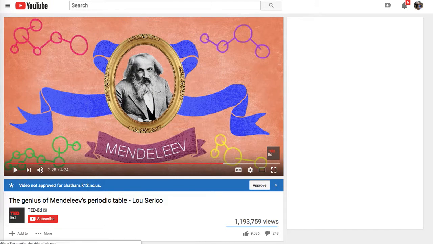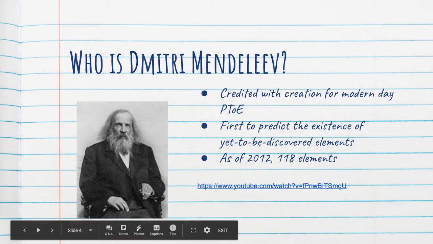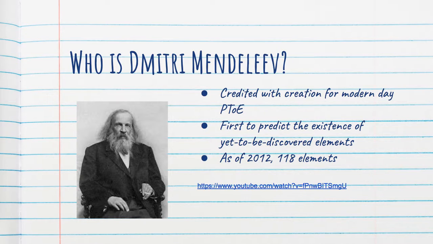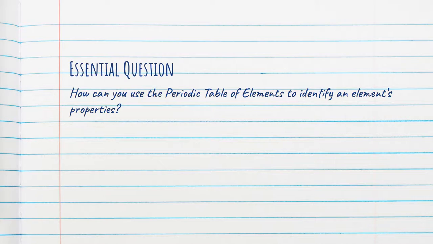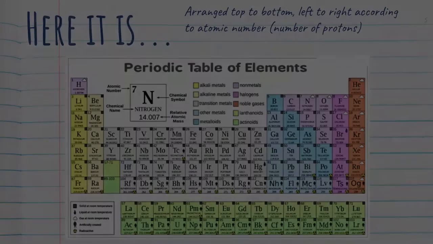Okay, we're going to stop there with that video, come back here to the PowerPoint. So Dmitri Mendeleev was a huge contributor to the periodic table. So our essential question, whoops, I went backwards, sorry.